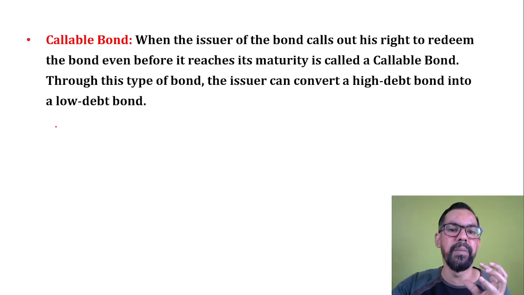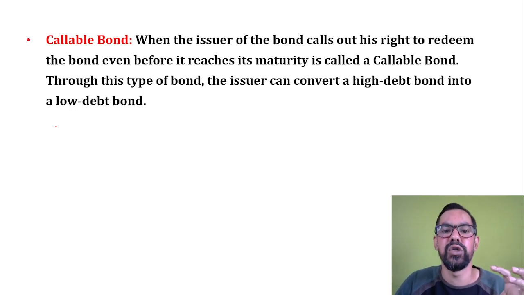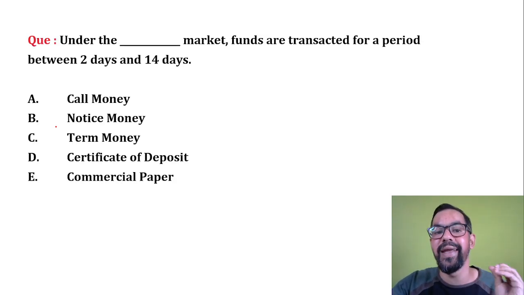And optionability of a bond: a call option is the right reserved to the issuer of the bond, but it is not an obligation. In case of a putable bond, the right is reserved to the buyer of that particular bond. Okay, they do have that option of premature redemption, but it is not an obligation.